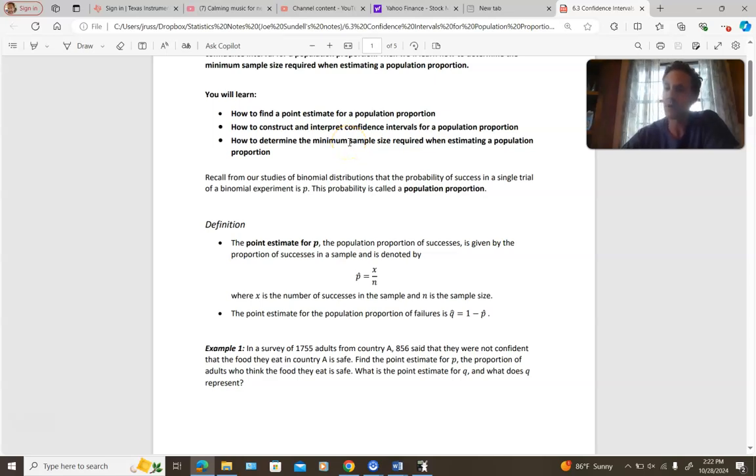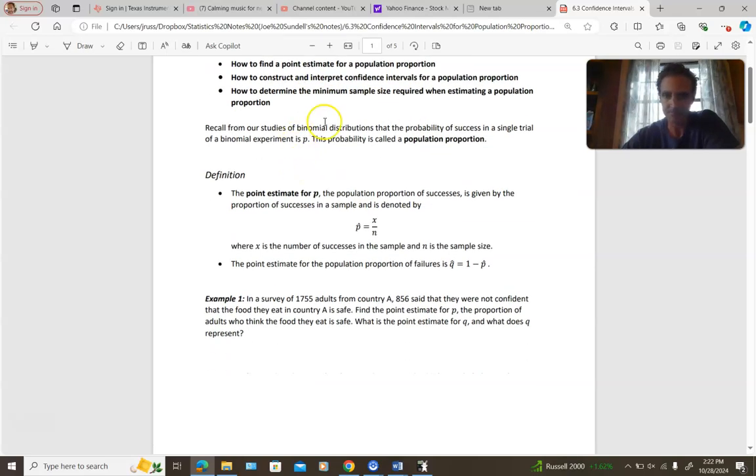Because again, remember that as the sample size gets larger, the more it approximates the population. Well, you can think back to when we were talking about binomial distributions and the probability of success in a single trial. We used P to denote that.